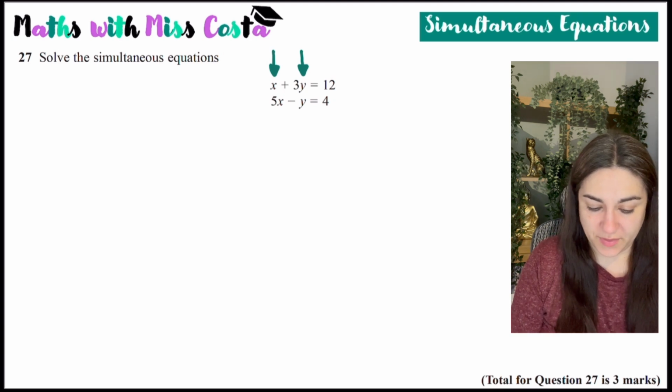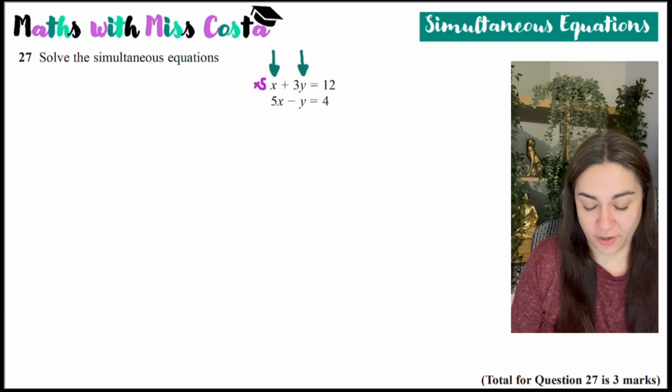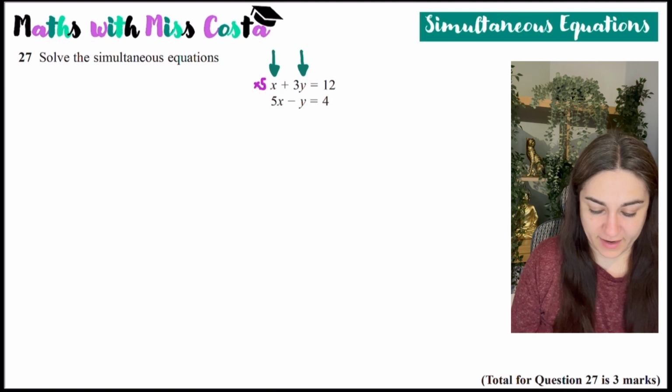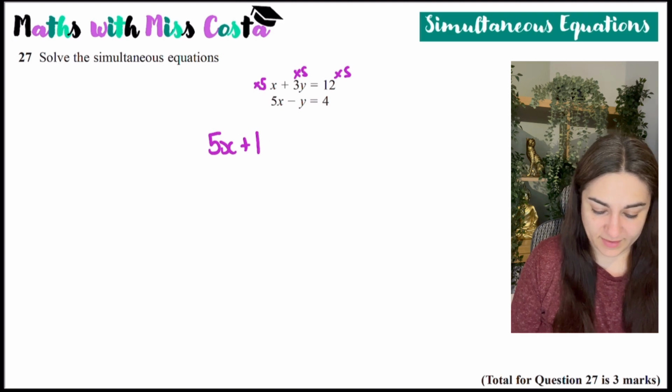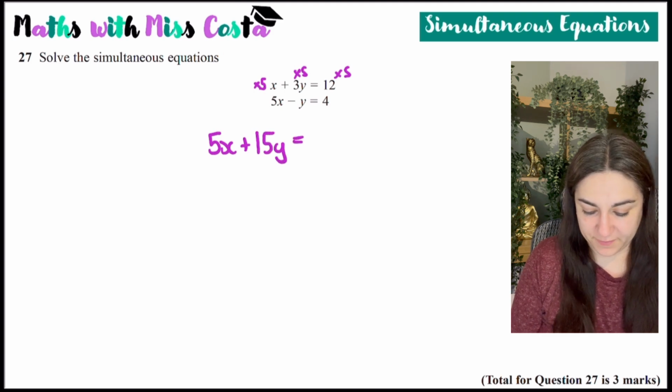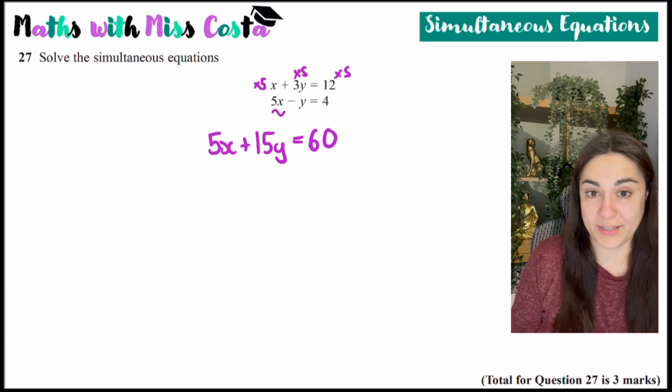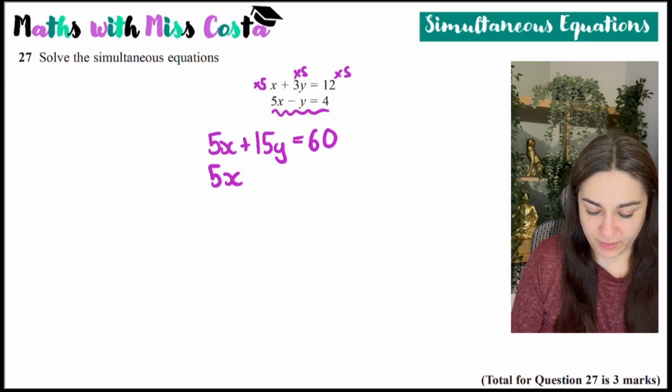So in order to do that, this is x currently, I'm going to need to times it by 5, and then it will become 5x. But because I'm doing that, I need to do the same to each part of the equation. So this is going to become 5x plus 3 times 5 is 15y, and 12 times 5 is 60. You can use a calculator to do this. And then I rewrite the other equation underneath. So I've got 5x minus y equals 4.